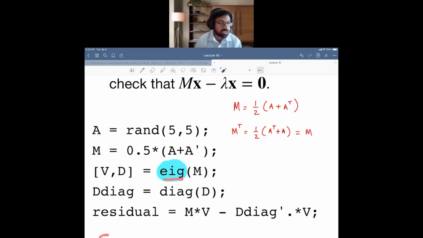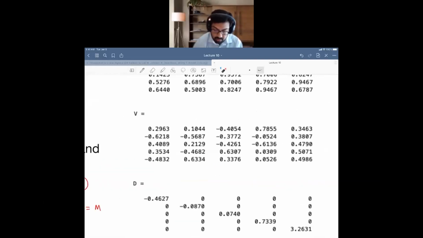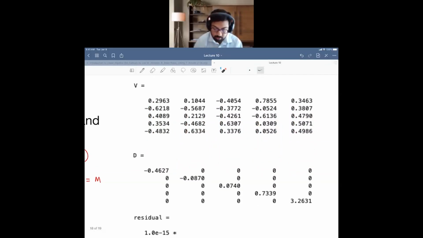When I use this EIG function in MATLAB, it returns two things to me: all the eigenvectors and all the eigenvalues. All the eigenvalues go in D, all the eigenvectors go in V. Where are the vectors? These are the vectors: 1, 2, 3, 4, 5. I've got 5 eigenvectors and I've got 5 eigenvalues. The eigenvalues are all the diagonal elements over here. All of them are real. So I've got 5 real eigenvalues and 5 vectors, all real, corresponding to those 5 eigenvalues.